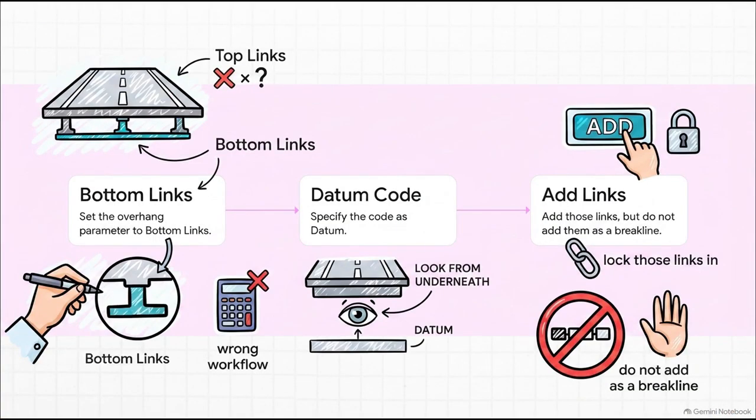And this next bit brilliantly illustrates how we command the software to actually follow our engineering intent. We need to set the overhang parameters specifically to bottom links. If you accidentally select top links, well, you'll be calculating your pavement materials, which is entirely the wrong workflow, since we handle pavement materials way later during the quantity takeoff. Next, you specify the code as datum, which effectively tells the software to look at the assembly from underneath and grab everything at the very bottom. Finally, just click Add to lock those links in. Just remember, whatever you do, do not add these as a break line.